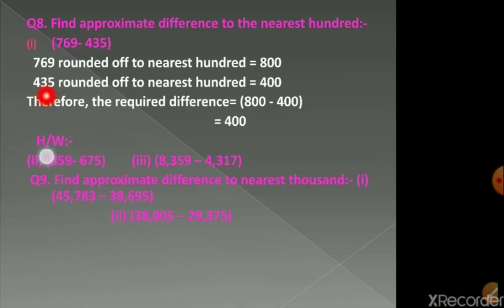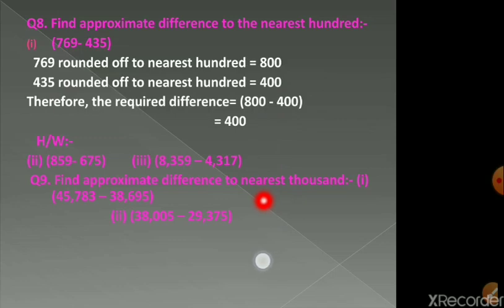435. Check the tens place. It is having 3, which is less than 5. So the digit in the hundred place will remain same. So we'll get 400 after rounding it off. So the required difference is 800 minus 400, that is 400.